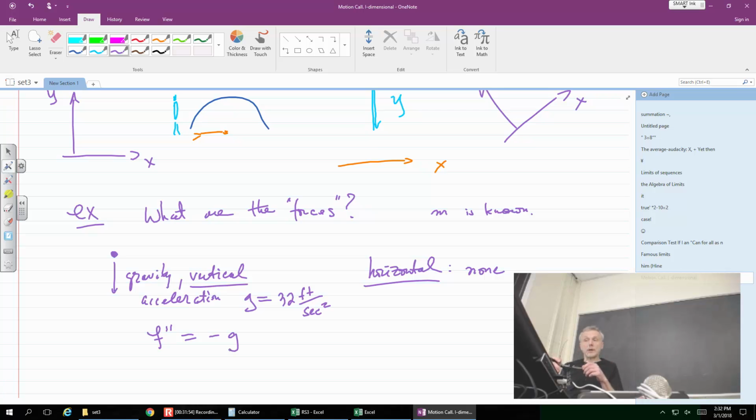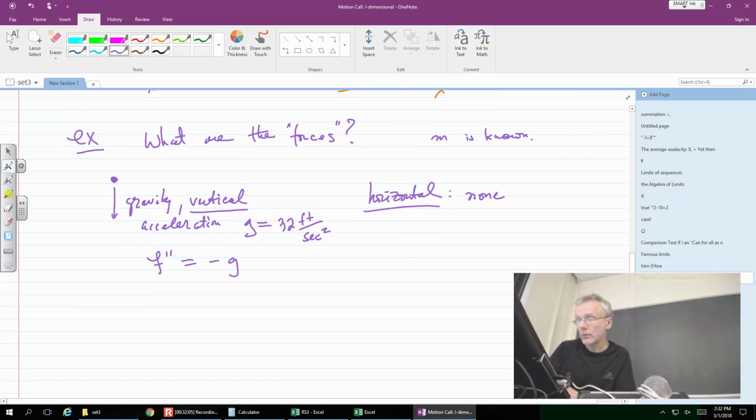We would be missing data, the initial position and the initial velocity. But other than that, we are very good. So F prime, moving backwards. So this is acceleration. We're moving to velocity. So what do we get?